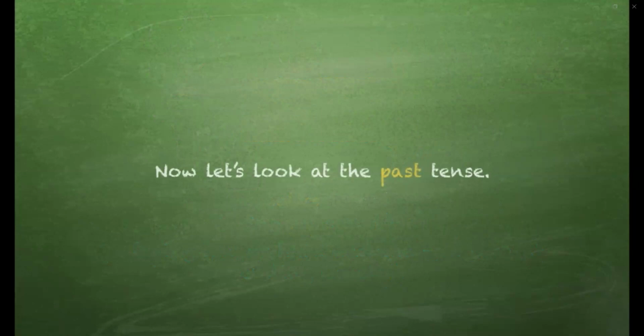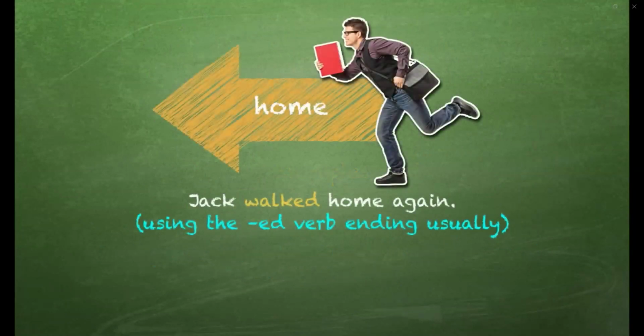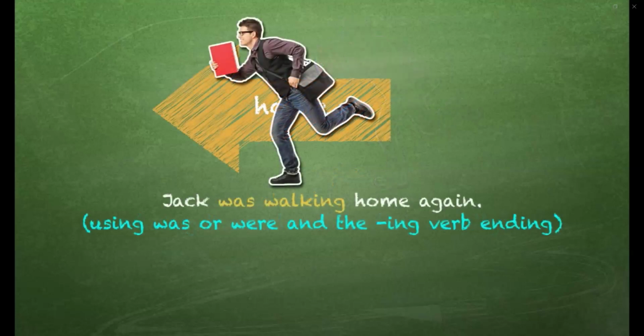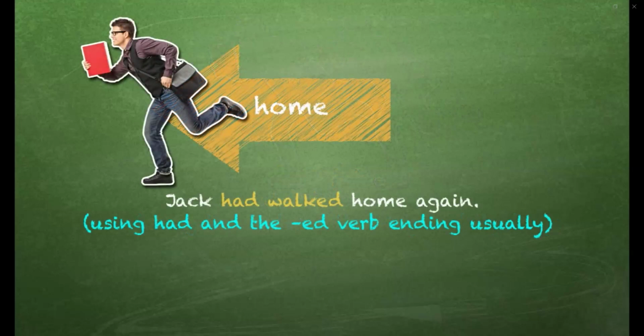Now let's look at the past tense. Examples. Jack walked home again, using the ed verb ending usually. Jack was walking home again, using was or were and the ing verb ending. Jack had walked home again, using had and the ed verb ending usually.